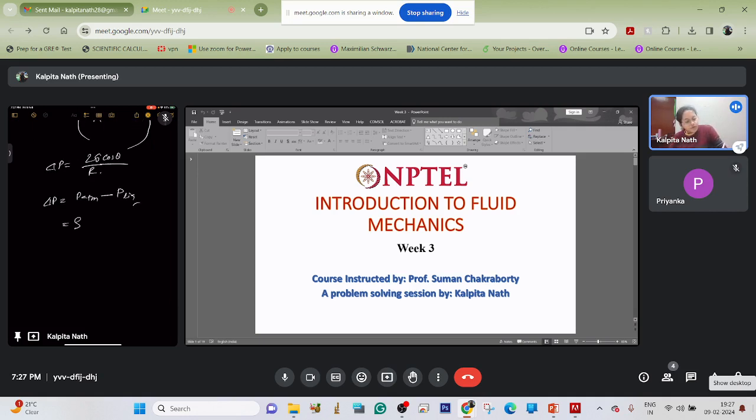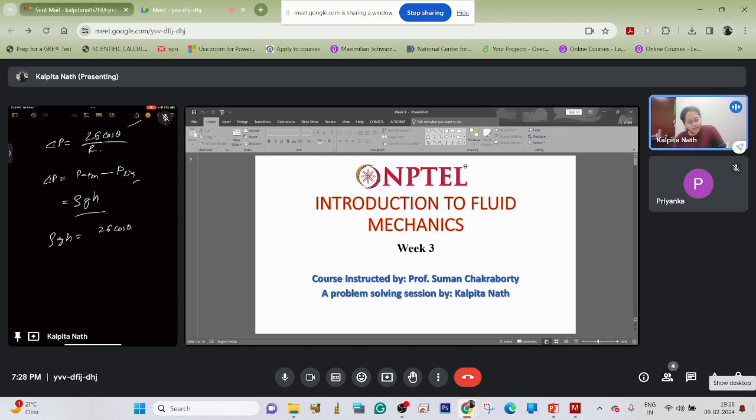This is equal to rho g h, like a simple hydrodynamic law. So rho g h is equal to 2 sigma cos theta by R. From here we can find h is equal to 2 sigma cos theta by rho g R.